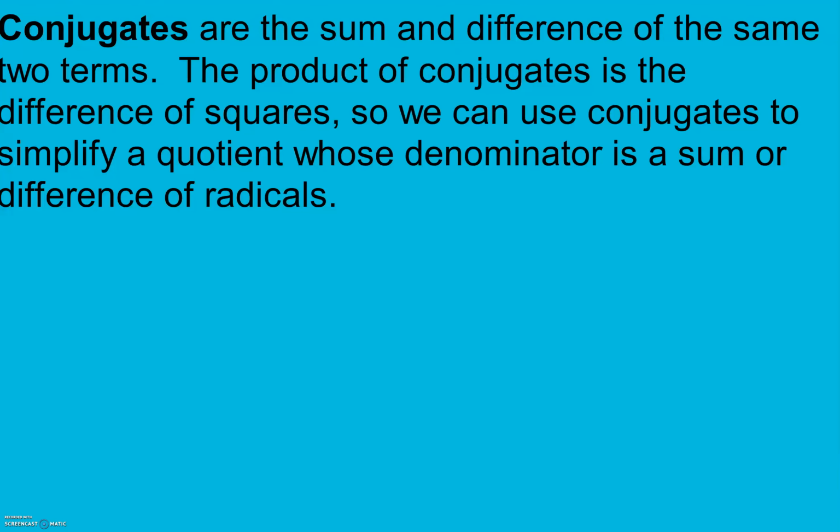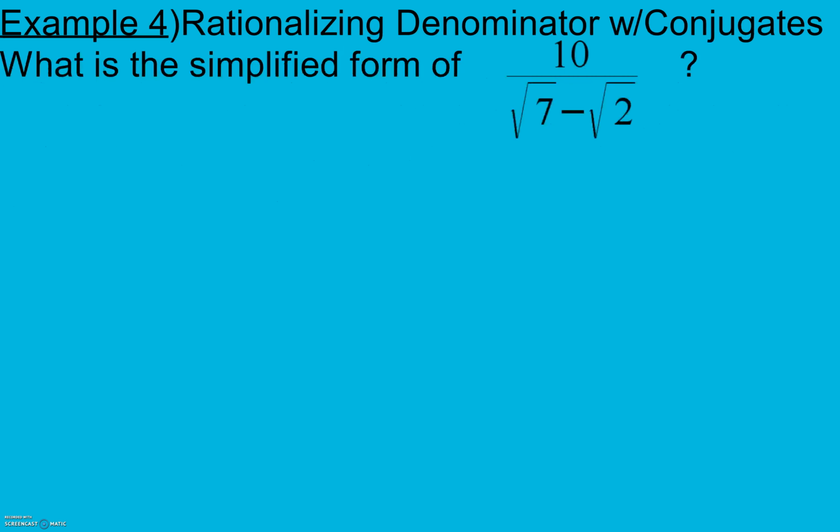Continuing on in section 10.3, conjugates are the sum and difference of the same two terms. The product of conjugates is the difference of squares, so we can use conjugates to simplify a quotient whose denominator is the sum or difference of radicals. In example 4 here, we're going to try and rationalize our denominator with conjugates.